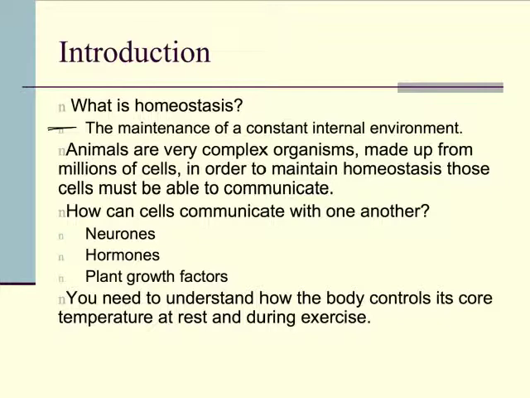Now, because animals are multicellular and they're made up of millions and millions of cells, in order to ensure homeostasis occurs, the cells have got to be able to communicate with each other. The main methods for communication are neurons and hormones in animals, and obviously in plants you've got plant growth factors, which we've dealt with some of already, but what we're focused on today is neurons and hormones. What you need to be able to do is understand how the body controls its core temperature, how it keeps it within set limits, and then how it would respond to exercise as a result, and why that's so important.